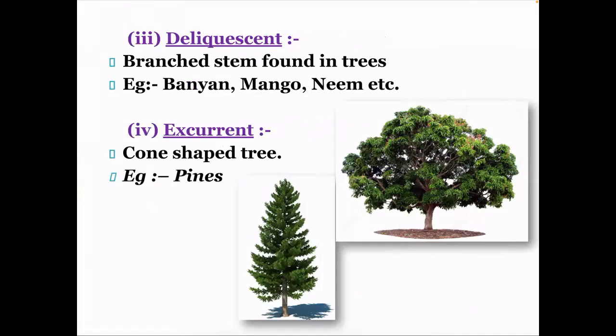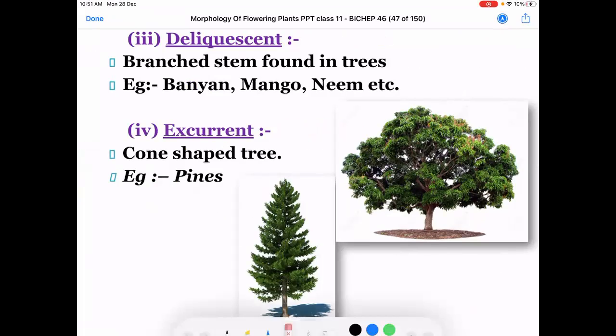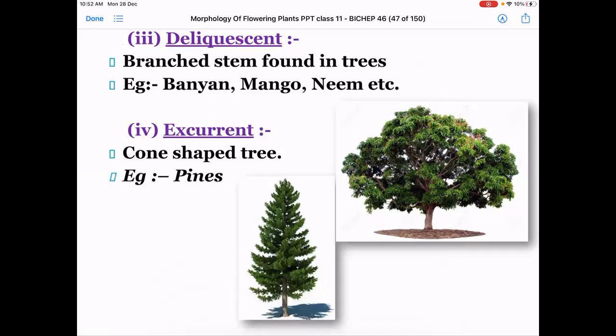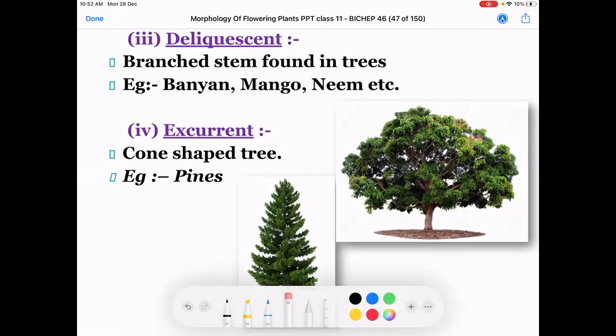Now the third is deliquescent. It is the most commonly found type of stem. Branched, and found commonly in trees, for example banyan, mango, neem, etc. The example is given here in the snapshot. The last, fourth, is excurrent. They are found in cone-shaped trees, for example pine. So these are the main four types of erect stem, right? Please take the screenshot.